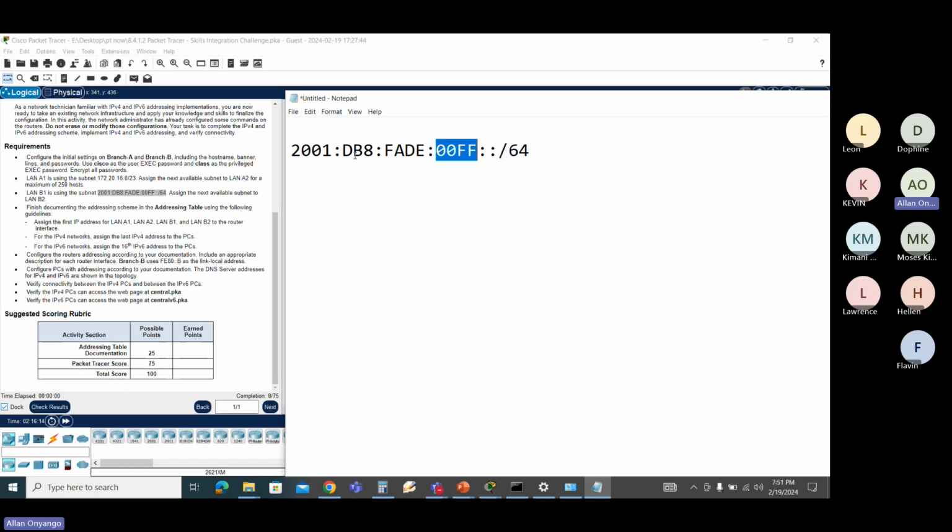You see that fourth part? Because this is the global routing prefix, first extent, second extent, third extent. They are those ones we don't touch. In subnetting in IPv6, it will only affect the fourth extent, which is called the subnet ID. Okay? Now, it's very interesting and it's very straightforward. How to get the next available network? Very easy.